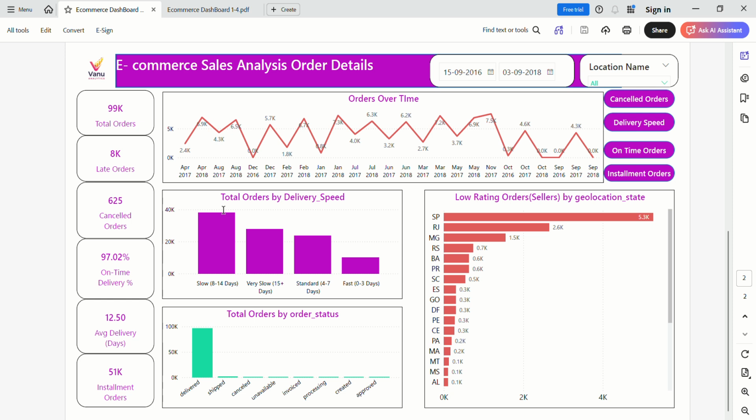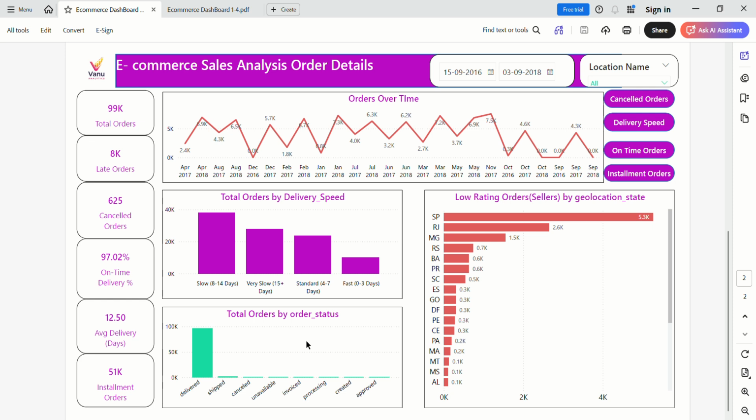And the bar chart is explaining total orders and the delivery speed. We can see here the delivery speed: 0 to 3 days, when the delivery happened in 0 to 3 days, we can consider it as a fast delivery, 4 to 7 days as standard, slow delivery is 8 to 14 days, and very slow is 15 plus days. And the bar chart below is explaining total orders by order status.